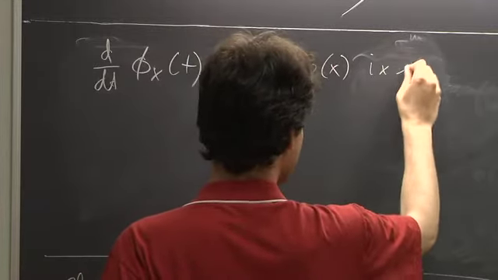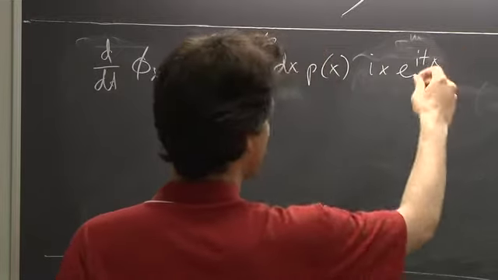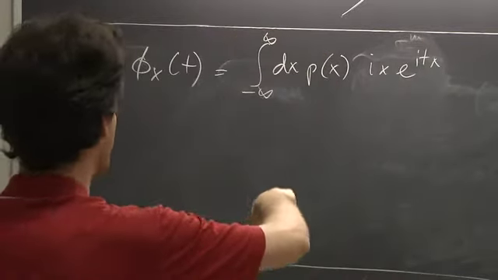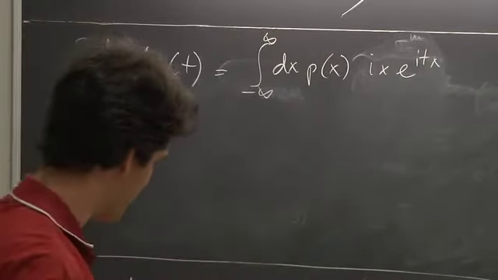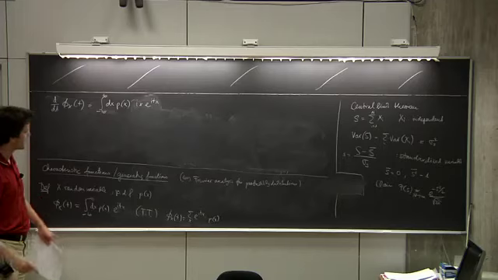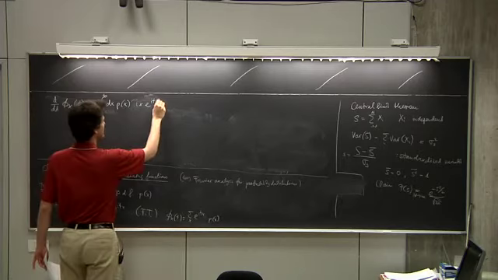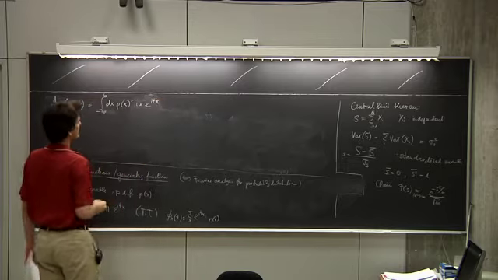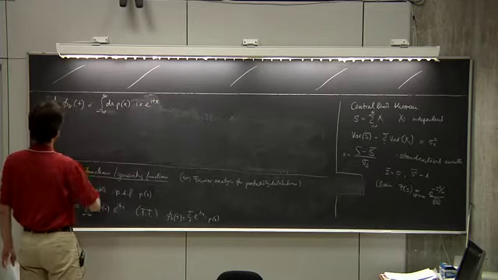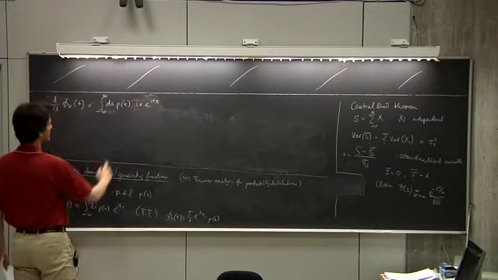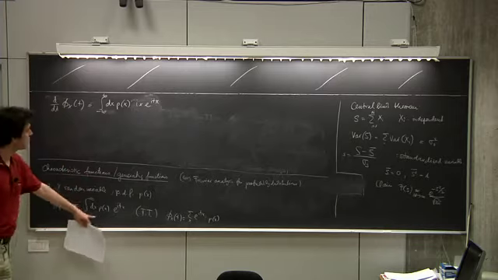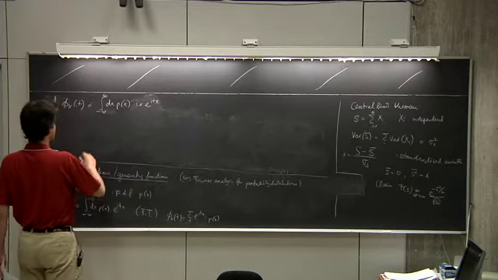Mathematicians will tell you when this is allowed. That is allowed when the first and the second moment of the probability distribution exist, but we don't care about these details. Okay, so what do you see here? It's just that ix is coming down. Okay. Now, why is that interesting?